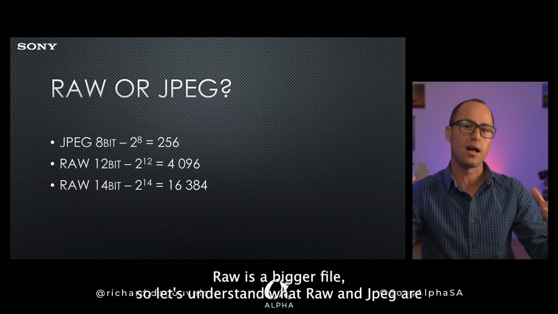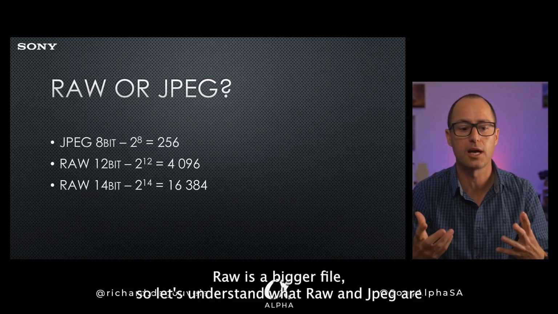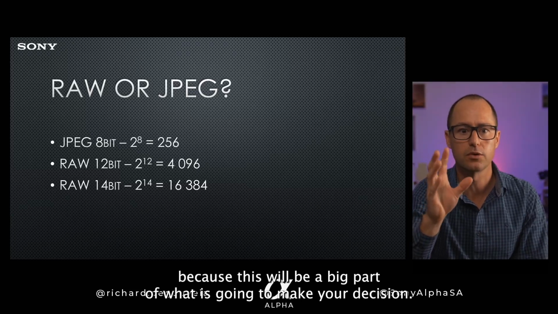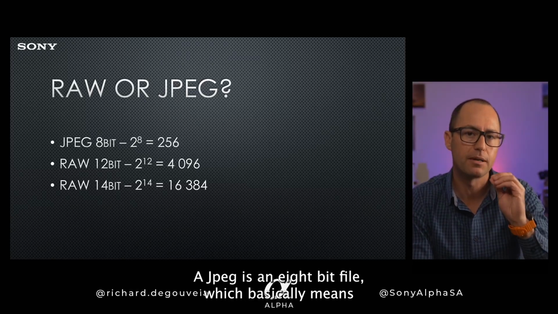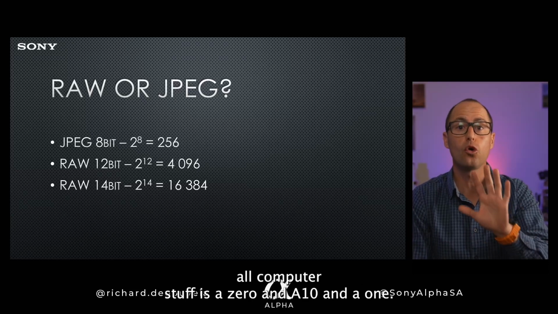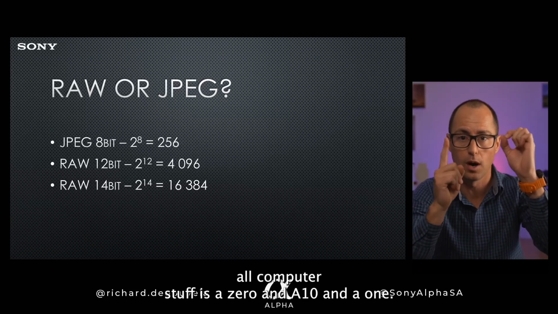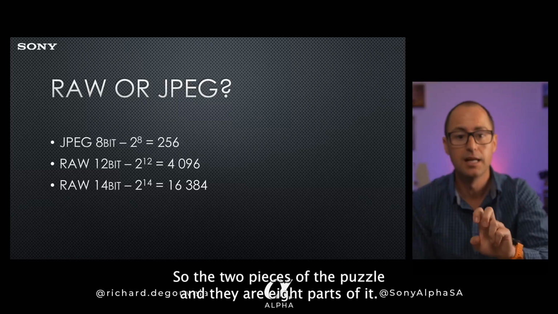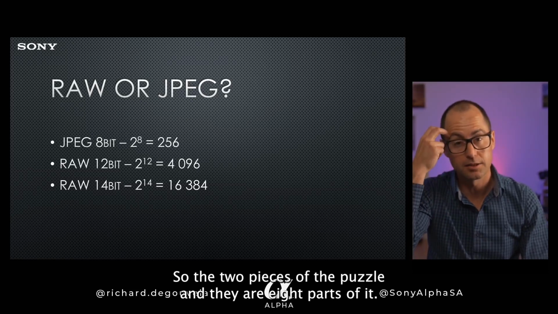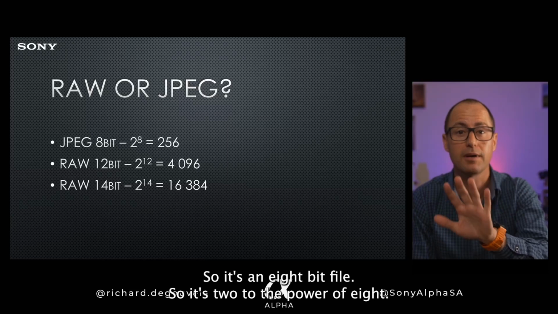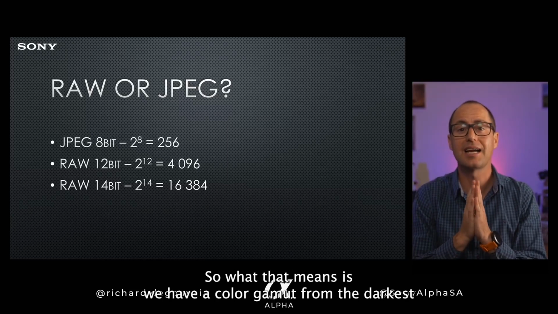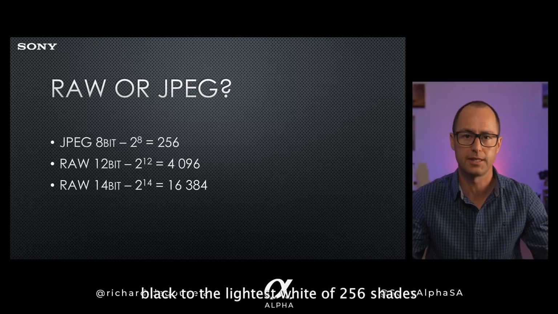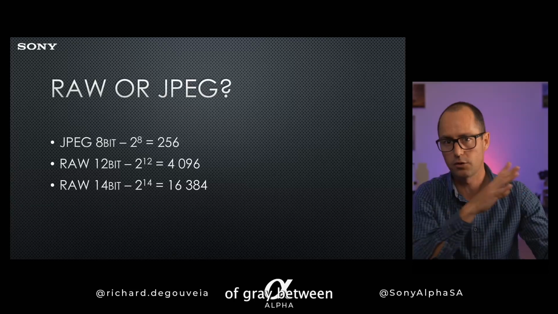RAW is a bigger file, so let's understand what RAW and JPEG are, because this will be a big part of what is going to make your decision. A JPEG is an 8-bit file, which basically means all computer stuff is a 0 and a 1. So there are 2 pieces of the puzzle, and there are 8 parts of it. So it's an 8-bit file. So it's 2 to the power of 8. What that means is we have a color gamut from the darkest black to the lightest white of 256 shades of gray between them.